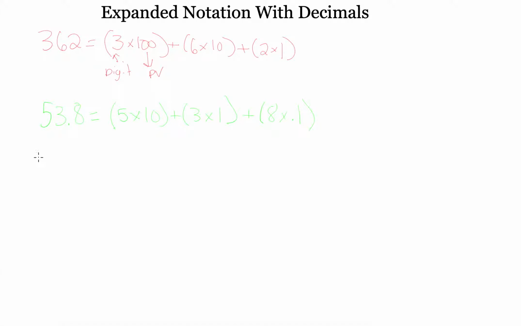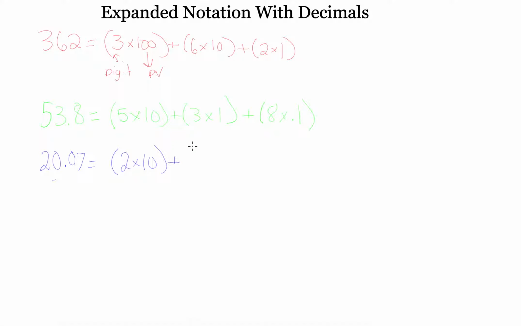Let's try out 20 and 7 hundredths. So this one's a little bit tricky because there are a couple zeros in here. So let's see what happens. We'll start with our first number here. So our digit is a 2, and it's in the tens place. 2 times 10 is 20.